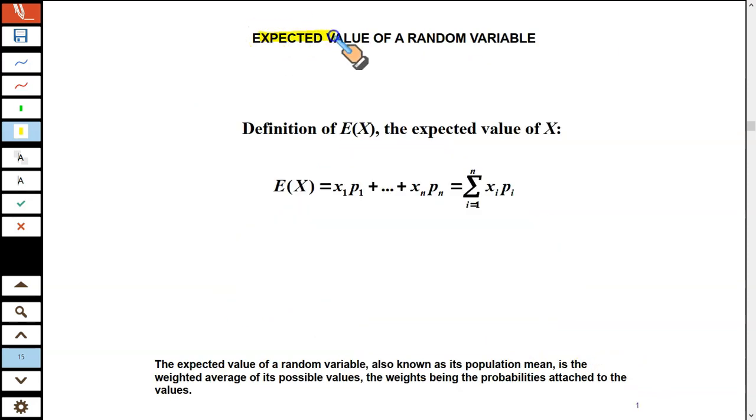Expected value of a random variable. Let us discuss what it is with the example we just described a little while ago. Definition of expected value of X. The expected value of a random variable, also known as its population mean, is the weighted average of its possible values. The weights being probabilities attached to the values. Let me explain what it says here.